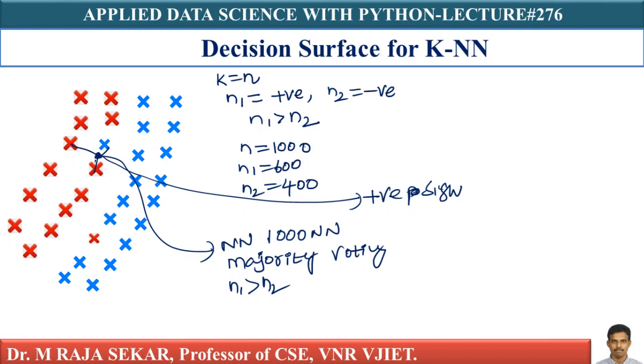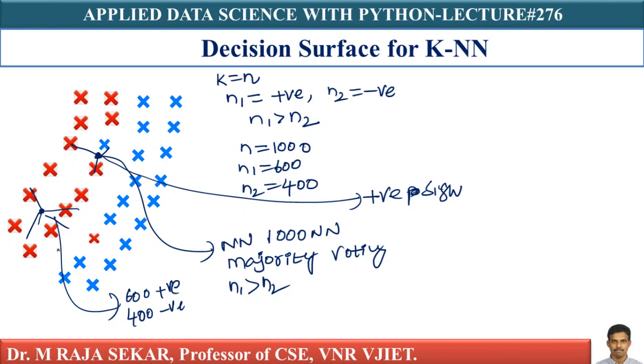Now comes the worst part. If my query point is deeper, somewhere here, just take here. How many neighbors will you get? Again I will get 1000 neighbors. I will get 1000 nearest neighbors. Still I will get 600 positive points, and in those 1000, 400 negative points. According to majority voting, this particular point will be assigned a positive sign, isn't it? 1000 basically means all the points. Since I have more positive points, we will get 600 positive points and 400 negative points.